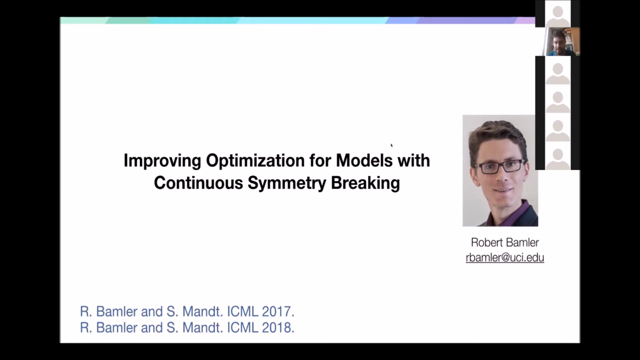And this is largely due to Robert Bamler, who is also a PhD in physics, and who was my first postdoc, and who just got a faculty position in Tübingen in Germany. The title of this paper was "Improving Optimization for Models with Continuous Symmetry Breaking." So these are machine learning models, totally out of the scope of physics, but we discovered that certain physics phenomena can also occur in these systems.